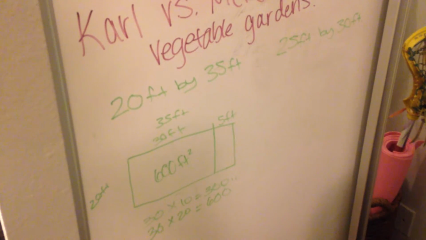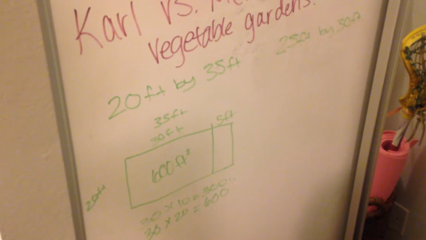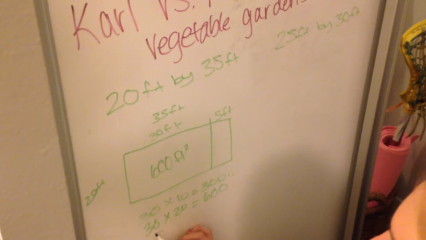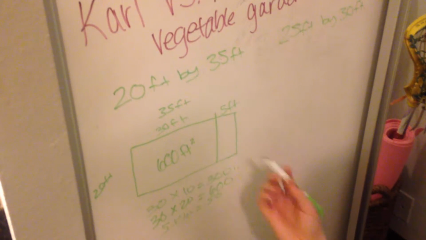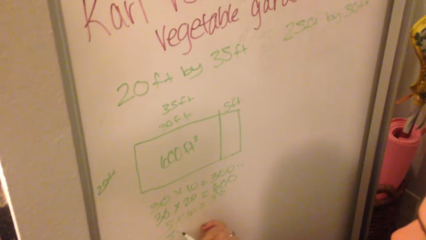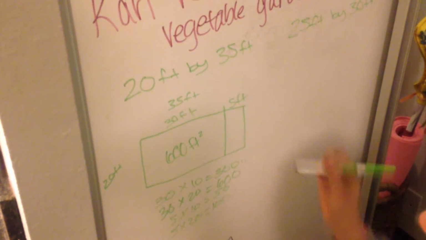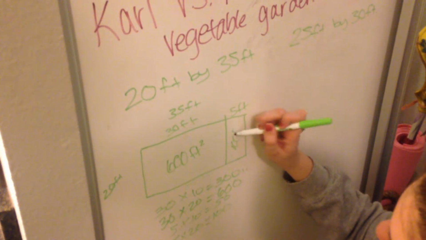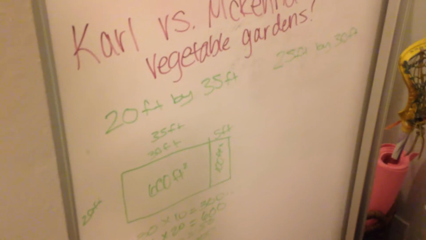Now to find the smaller rectangle, I just need to find what 20 times 5 is. So again, I can use the same trick. I know that 5 times 10 equals 50. So since 20 is double 10, I can just double 50. So 5 times 20 must equal 100 feet squared.